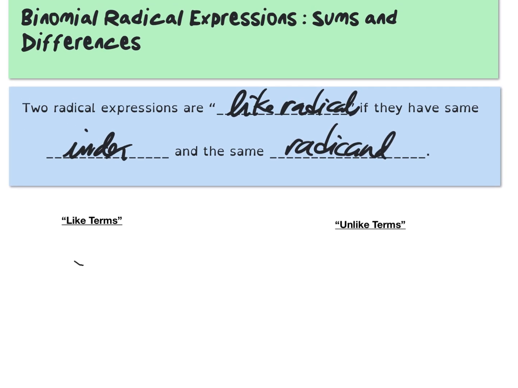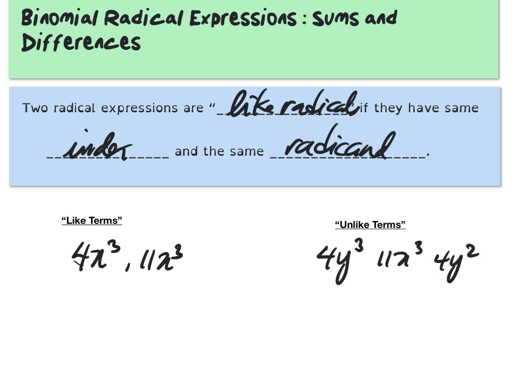Let's say like terms, you're going to have 4x cubed, 11x cubed. These are actually called like terms. Unlike terms is just like example 4y cubed and then 11x cubed. Then you can see also, let's say 4y squared. So either the power or the variable are not the same. Look at this one. There is x in here. This one is the same variable, but they have different powers. So it's called unlike terms.